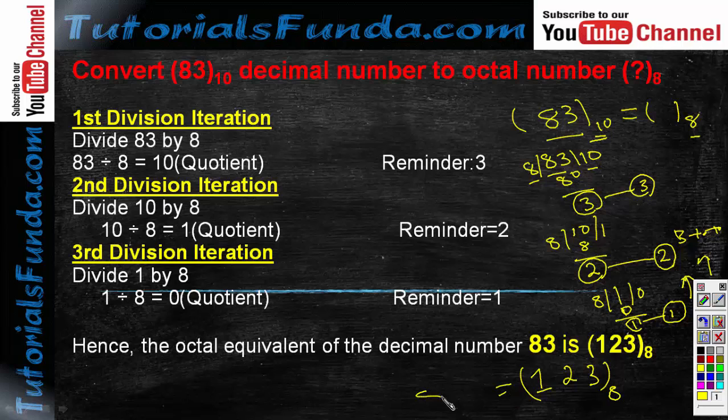So my decimal number is 83, base 10. After converting, we will get 123.